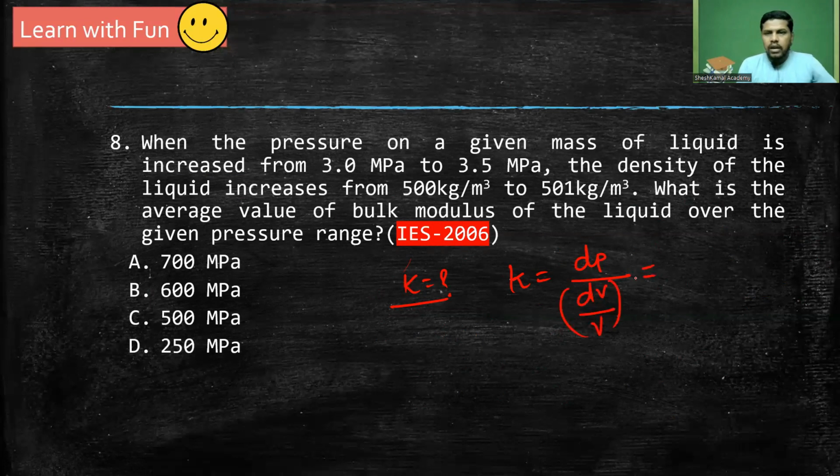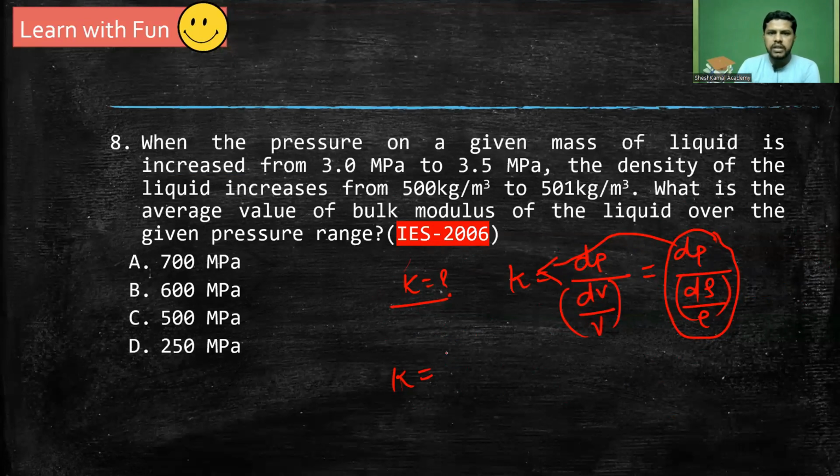It can also be written as change in pressure divided by change in density to the original density. Here the density is given, so we have to use this relation for calculating the value of bulk modulus. So K is equal to change in pressure. Change in pressure is 3.5 minus 3. It is in megapascal, so all the answers are in megapascal. Just keep it in megapascal.